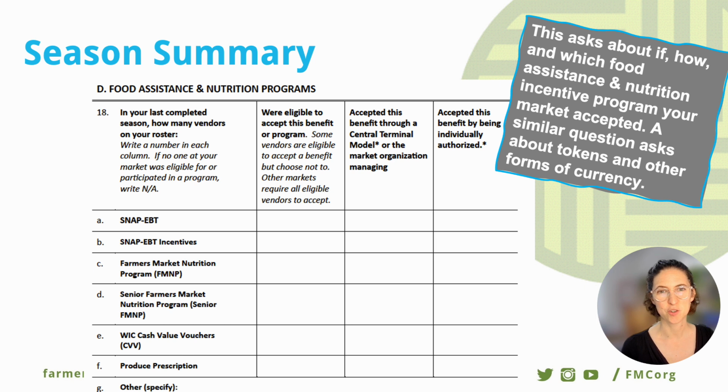As food assistance and nutrition programs evolve based on state and federal changes, it's important to capture how markets are operationalizing them. This question gets at the number of vendors who were eligible to accept different forms of food or nutrition currencies, and how many did this through a central terminal model or being individually authorized. The way it works in different regions and with different programs varies. This data would be helpful also for statewide farmers market networks to collect consistently, documenting trends over time and comparing to other states, or using for federal advocacy.